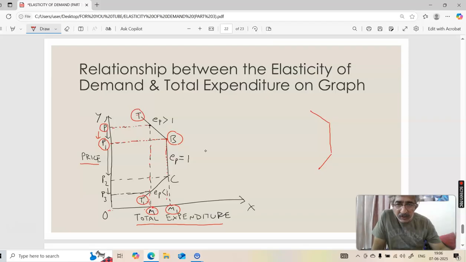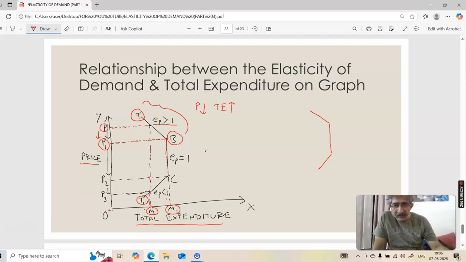So this zone I'm talking about, zone A, from T to B. What is happening is price has fallen down, but total expenditure has increased. So this shows, I just now told you, that the demand is elastic in this zone. That's why I've written EP is greater than 1 in this zone. I hope this is clear.